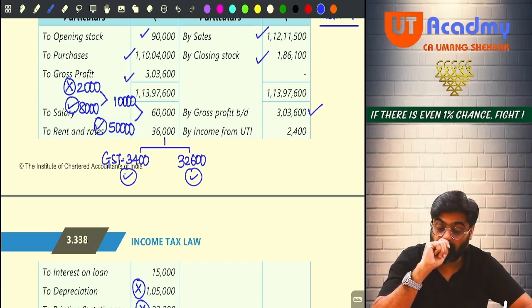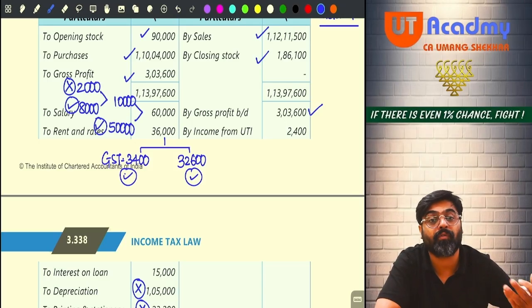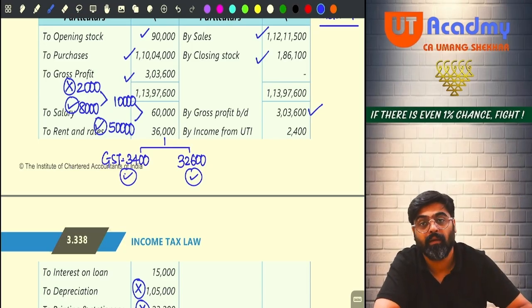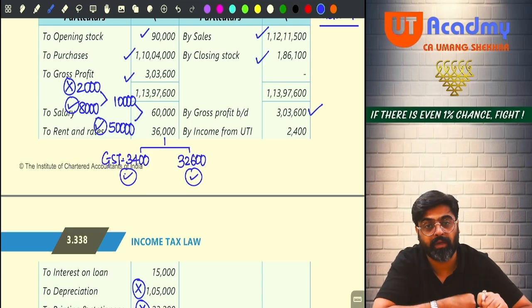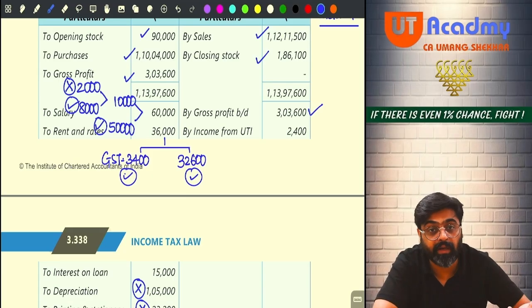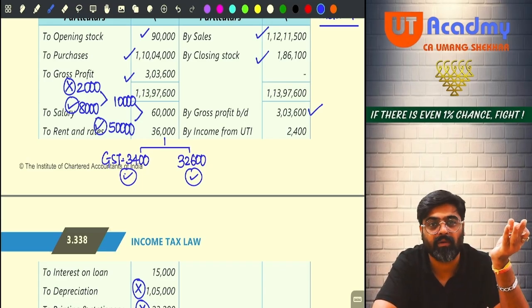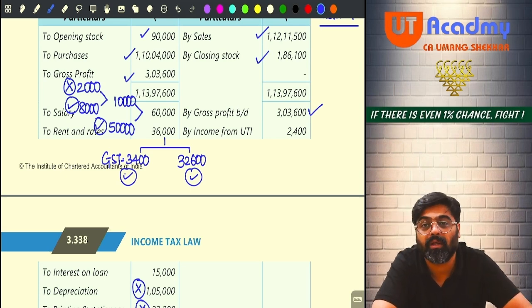Now, go to income from UTI. You are getting income from UTI, meaning Unit Trust of India. You might have invested in Unit Trust of India, UTI. And you would have got units of UTI. And on those units, you are getting income in the form of dividend. See, you buy the shares of a company, no? When you buy the shares of a company, you become a shareholder.